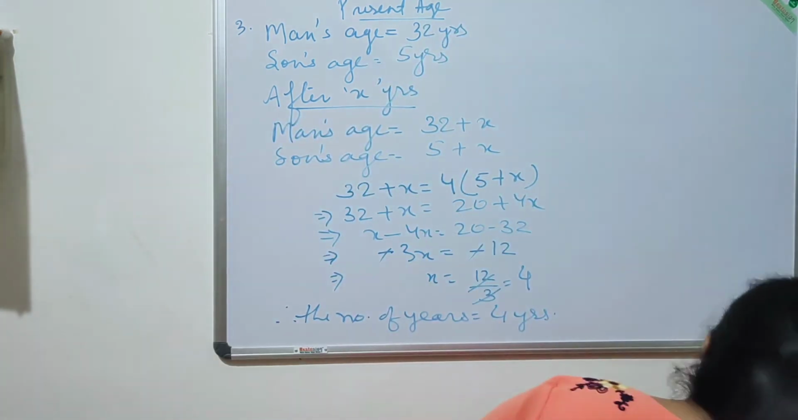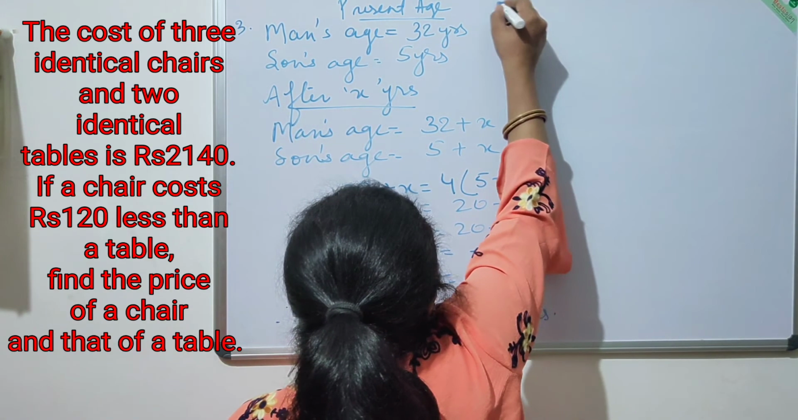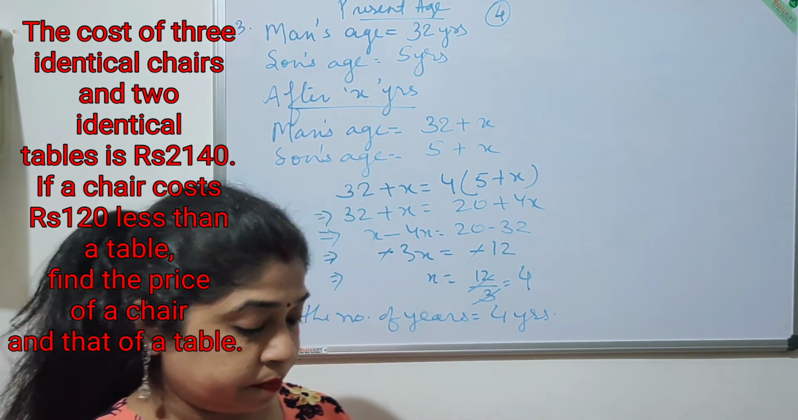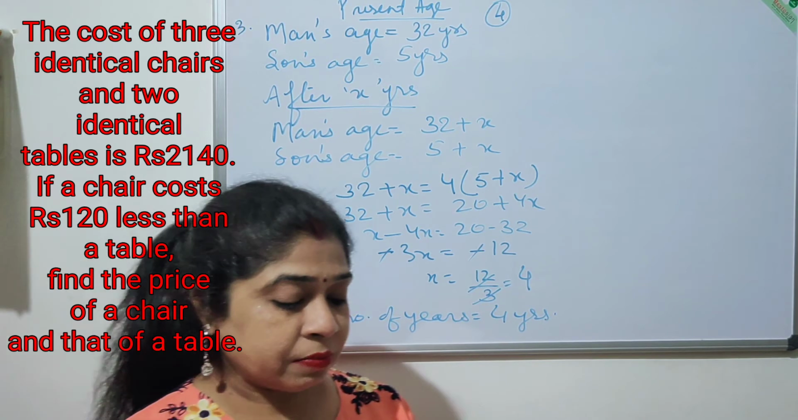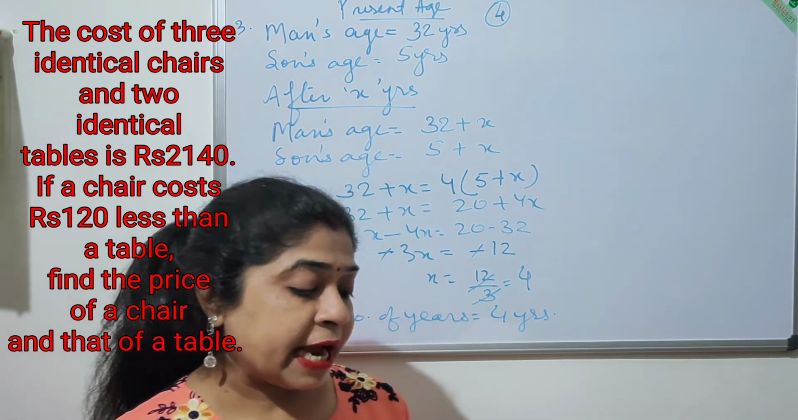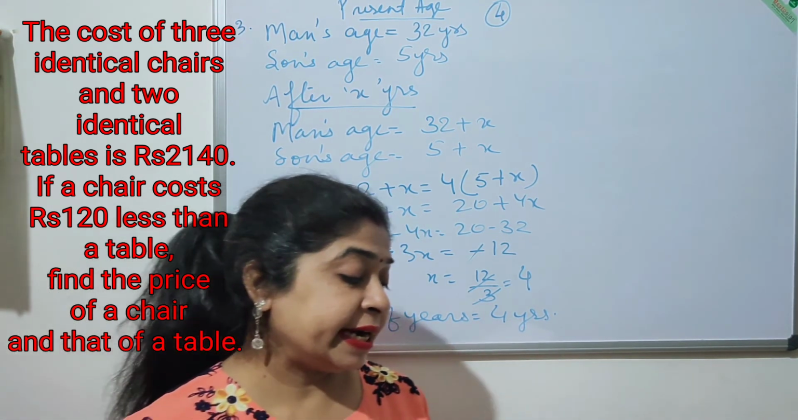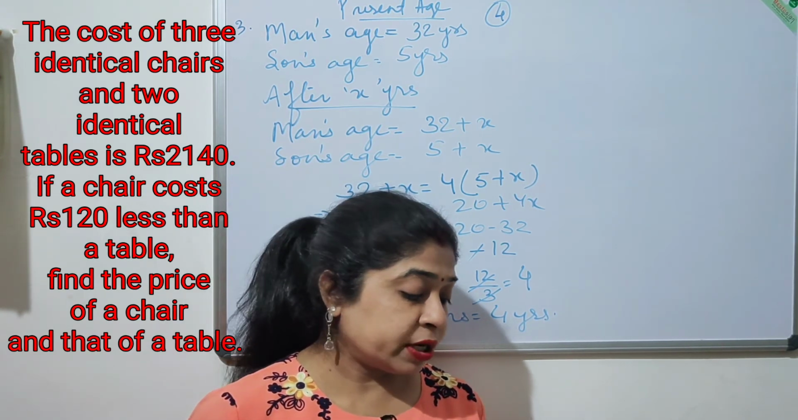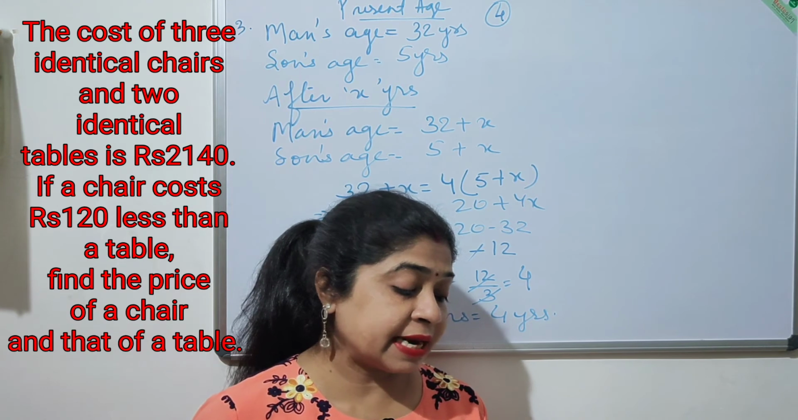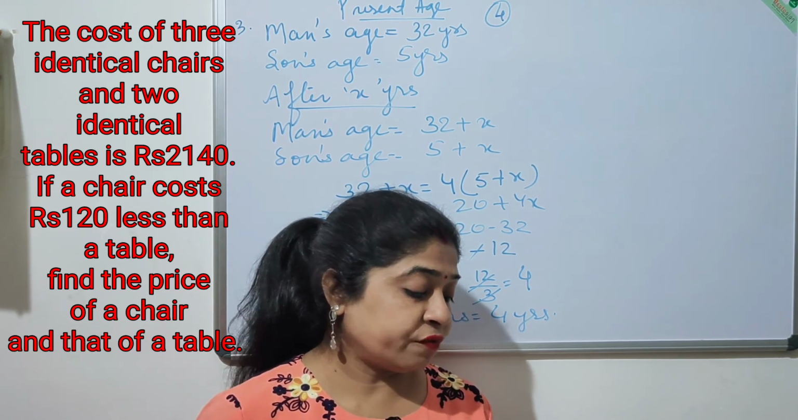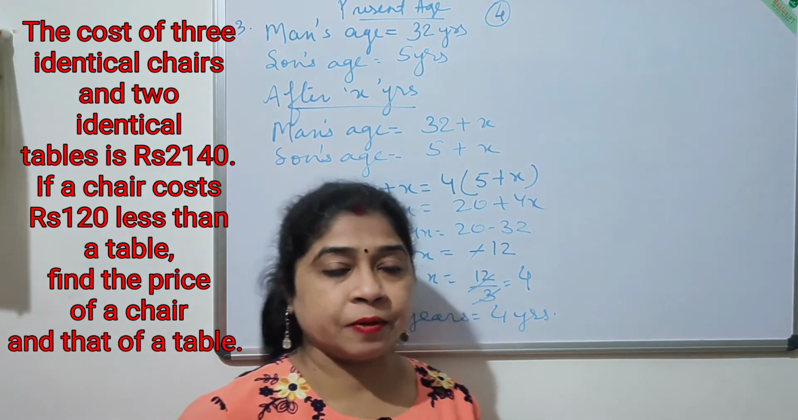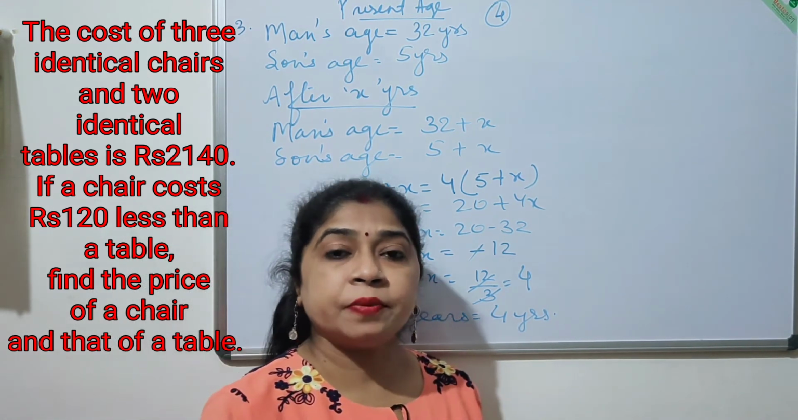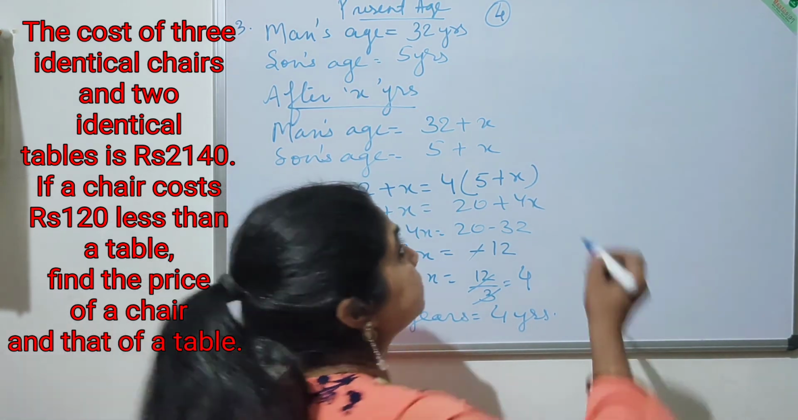Okay, we'll continue here only, question number 4, so that you get time to copy down the sums. We'll do one more sum. The cost of 3 identical chairs and 2 identical tables is rupees 2140. If a chair costs rupees 120 less than a table, find the price of a chair and that of a table. So first we will take the cost of a table as x.